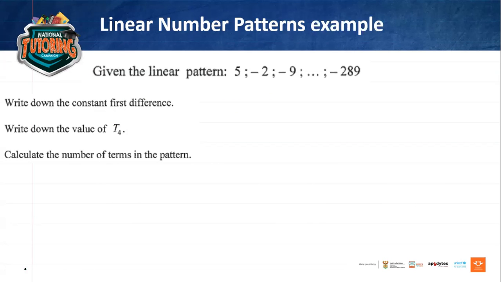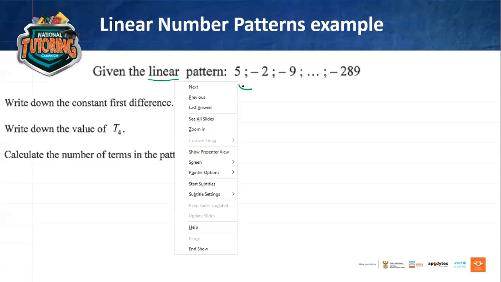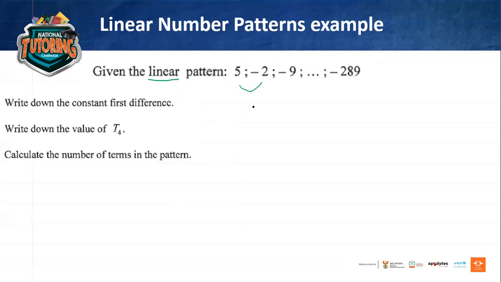Let's go through an example and have a look at those questions. So sometimes your question will tell you if your pattern is linear or quadratic, sometimes it won't. So here they've told us it is a linear pattern, but they actually didn't need to tell us that it was linear, because what you will always do as your first step is work out a difference table. So from 5 to get to -2, we subtract 7. Now it is important to know whether you're adding or subtracting.